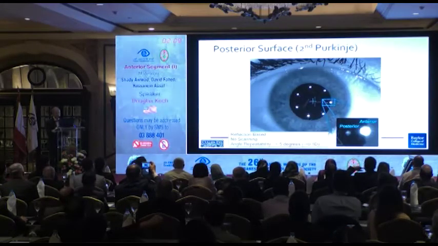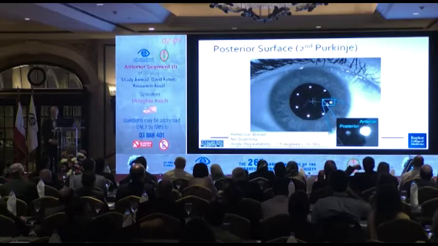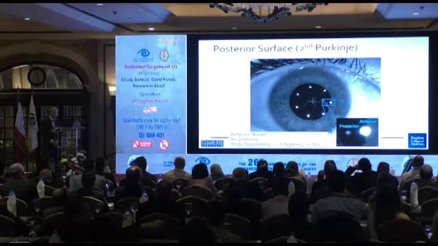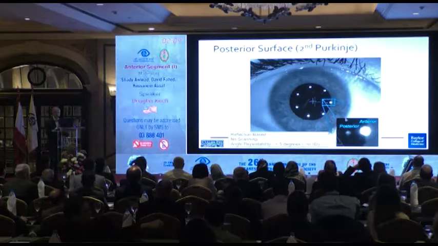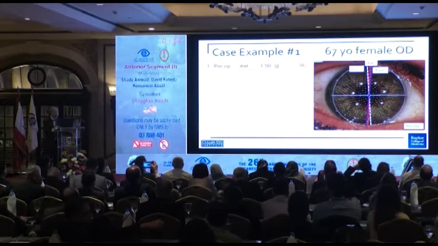This is the image from the Cassini. There's the reflection of the LED off the anterior cornea, and there it is off the posterior cornea. Pretty neat to be able to see that. And they can measure where that is and calculate the astigmatism. And here's a patient showing that.